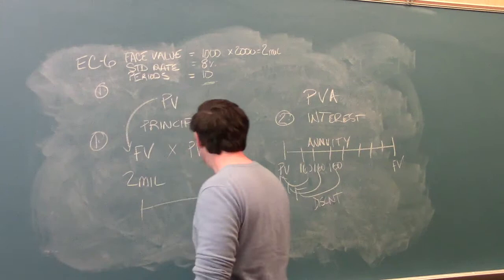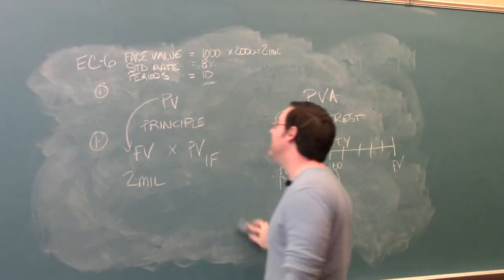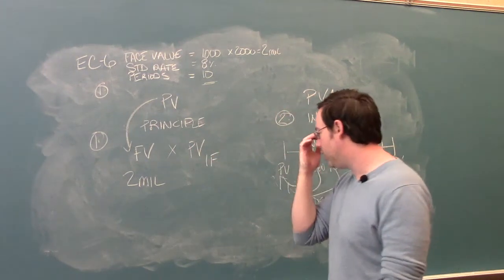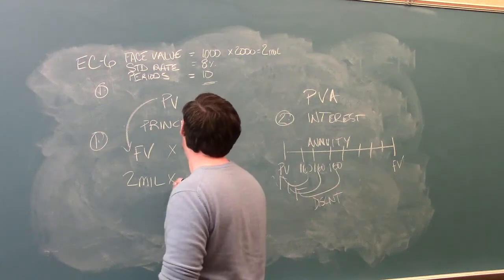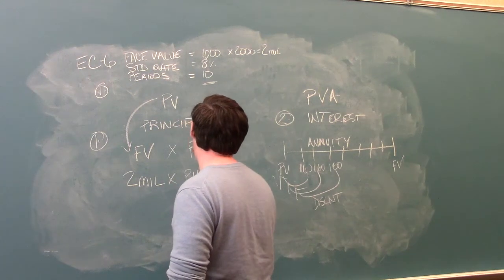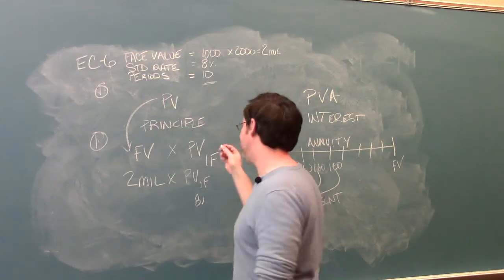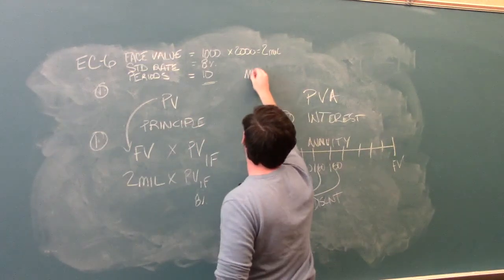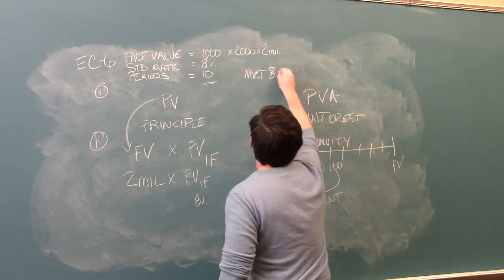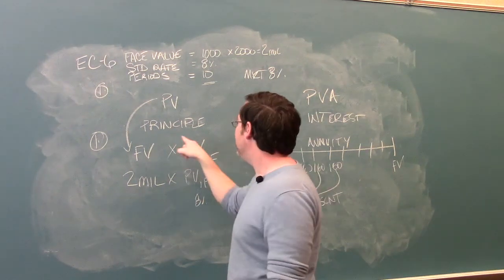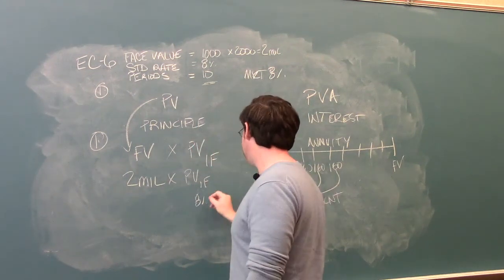So the market rate just so happens to be the same as the stated interest rate, which I'm going to talk about here in a minute, okay? So we multiply this out times the present value interest factor at 8%. Not because it's the stated rate, but because the market rate is 8% in this problem. So I'll write that out to the side real quick. Market rate is 8% and the periods is 10.